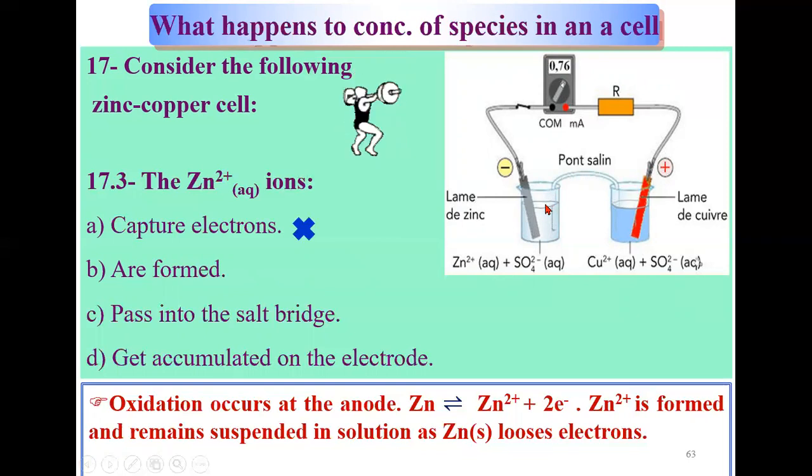The ions that are in the solution do not pass. It's the salt solution, they go out from the salt bridge. So the salt bridge allows ions to come out, but not to go into it. Do they get accumulated on the electrode? The zinc 2+ remain in solution. They don't go as a solid onto the electrode. Okay, they remain in solution.